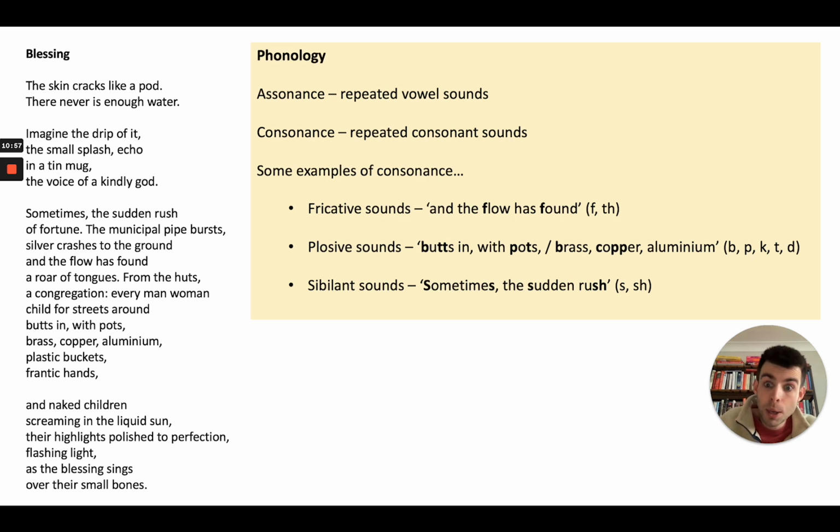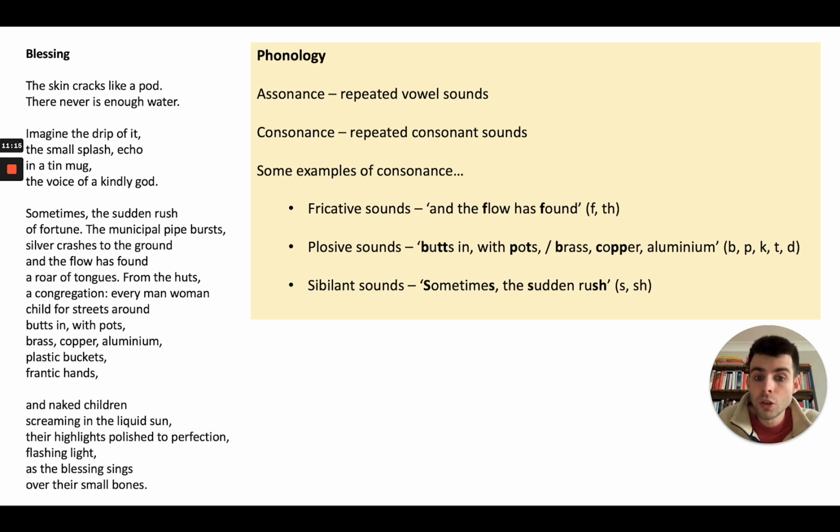Plosive sounds, they're b, p, k, t, d. Harsh sounds, we often use them when we're swearing. So they're sort of signs of aggression, and not always signs of aggression. Maybe they echo a particular sound that the writer wants to create, but often they're aggressive sounds.